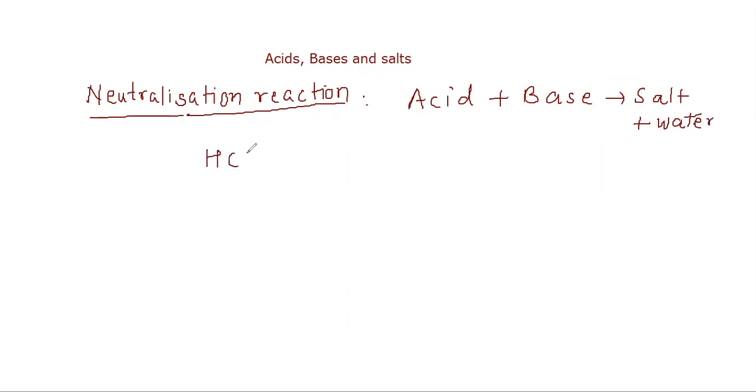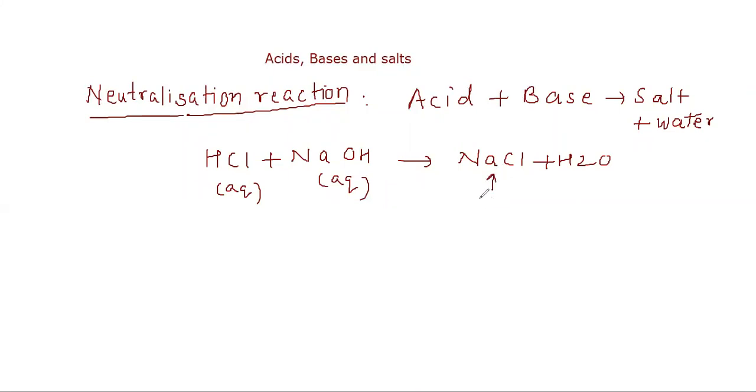Example, HCl plus NaOH, both are aqueous. We get NaCl plus H2O. Here, this is salt. Another example, KOH plus HCl will give KCl, which is salt, plus H2O.